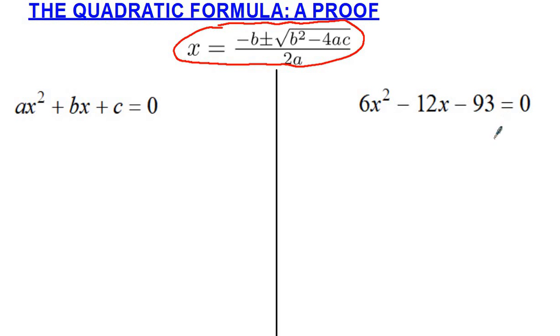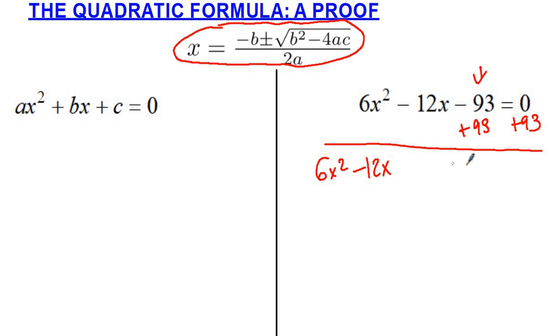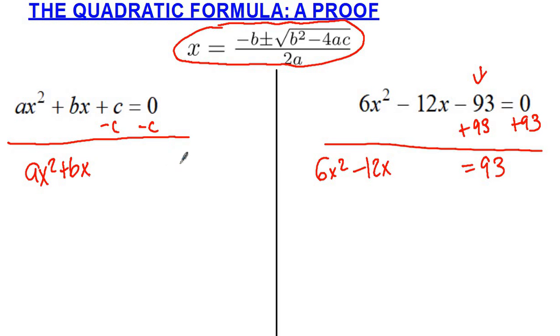So our first step in completing the square is this number doesn't factor, so we move it over to the other side. We're going to add 93 to both sides. We would have 6x squared minus 12x equals 93. Same thing over here. This is not going to factor, so we'll move that c over to the other side. So we'll have ax squared plus bx, and that's now equal to negative c.